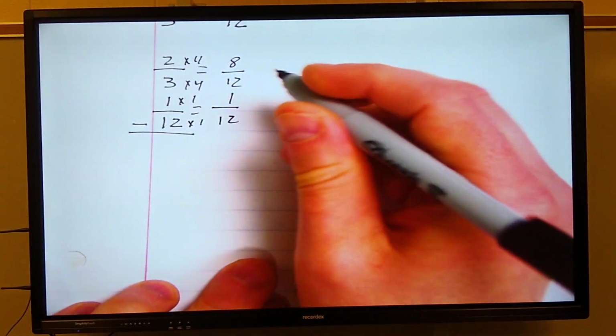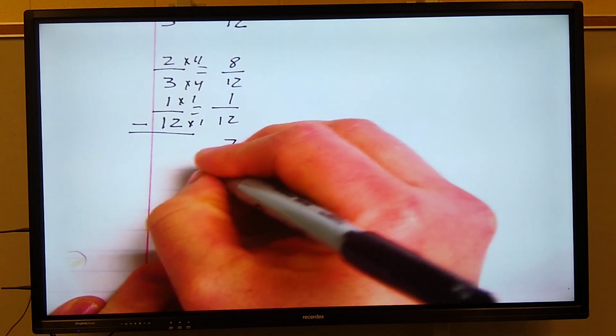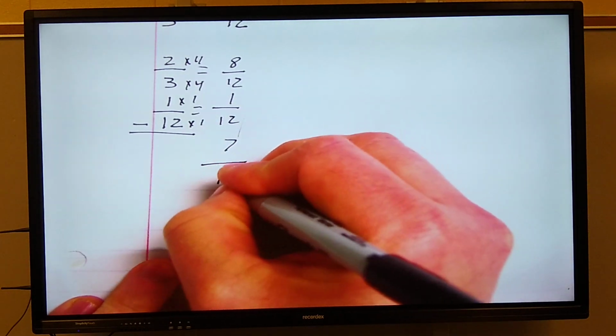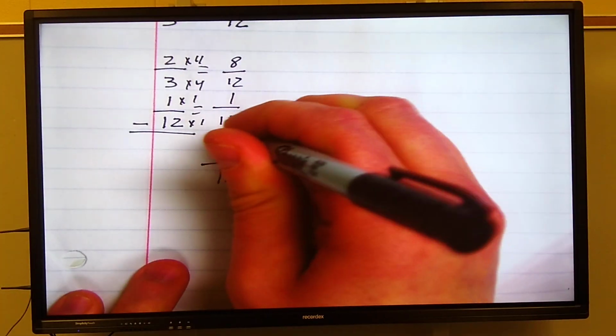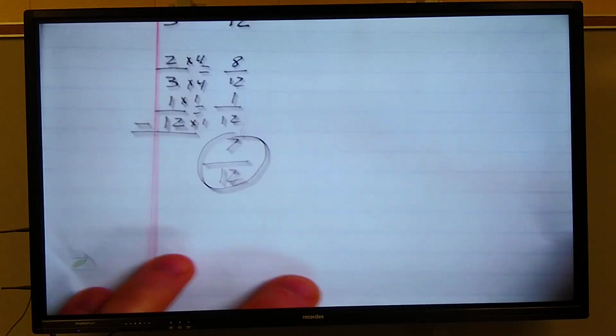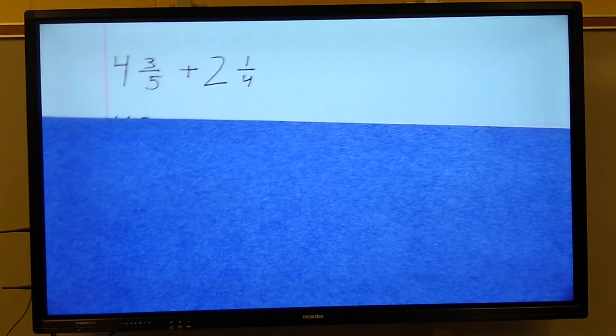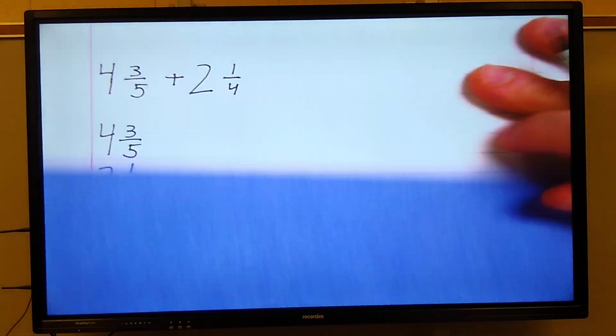We are subtracting, so 8 minus 1 is 7. My denominator stays the same. Is that an improper fraction? No. Is that in simplest form? Yes. 7/12 is your answer. Let's try another one. 4 3/5 plus 2 1/4.